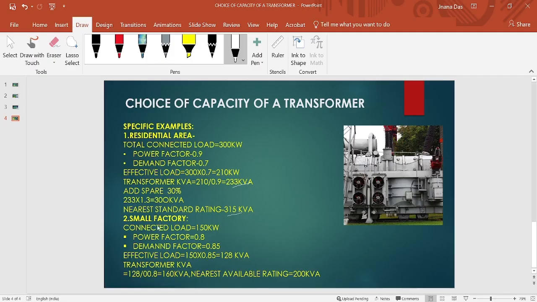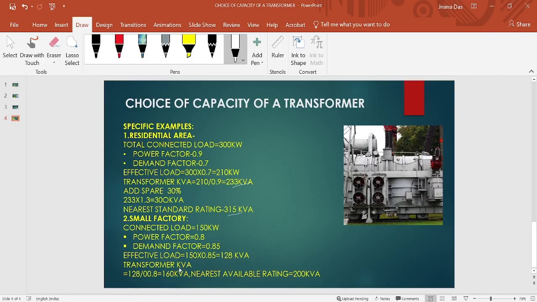Similarly, for a small factory, suppose we have calculated the connected load as 150 kilowatt. Here the power factor we take as 0.8 and the demand factor we take as 0.85. The effective load will be 150 into demand factor 0.85. This becomes 128 kilowatt.